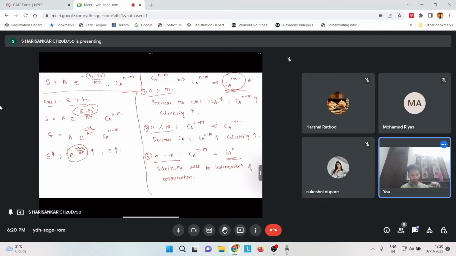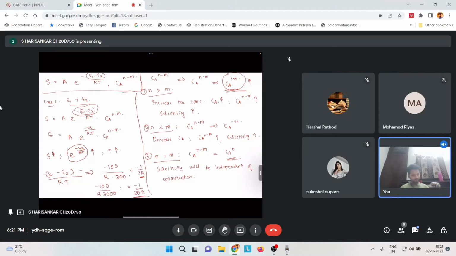So I'll show you one example. Let's take this (E1 minus E2) by RT, and consider two cases. Let's say the numerator is minus 100 by R, and now T. In case 1, let's say 300 Kelvin. So this is basically minus 1 by 3R, right? Now in another case, if we increase the temperature to, let's say, 3000, it will be minus 1 by 30R, right?